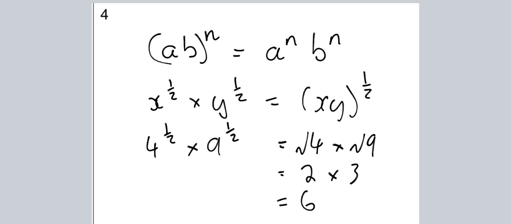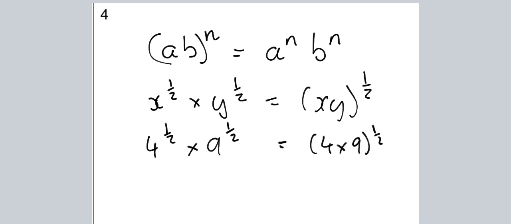Alternatively, we could use that law up the top there, which would say that's 4 times 9 to the power of 1/2, which is 36 to the power of 1/2, which is the square root of 36, which is 6. Same answer. You see what I mean? So surds and indices are a reflection of each other. Square roots, specifically, are just an index where the power is 1/2. It's really important that you get that. So the logic that you would use for indices also works for square roots.